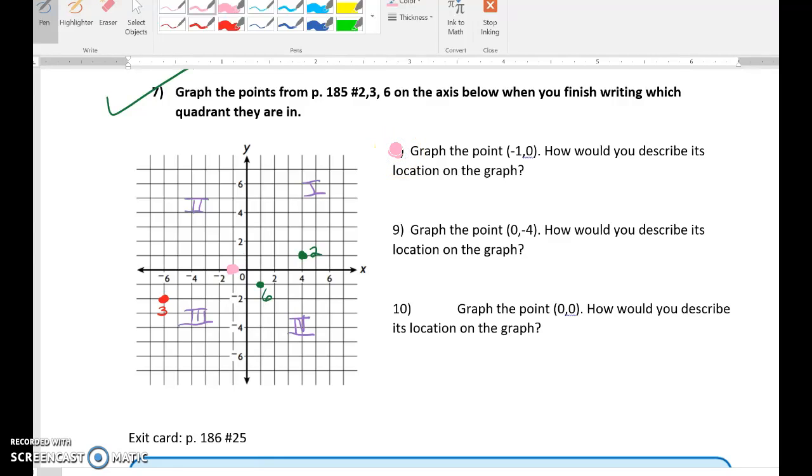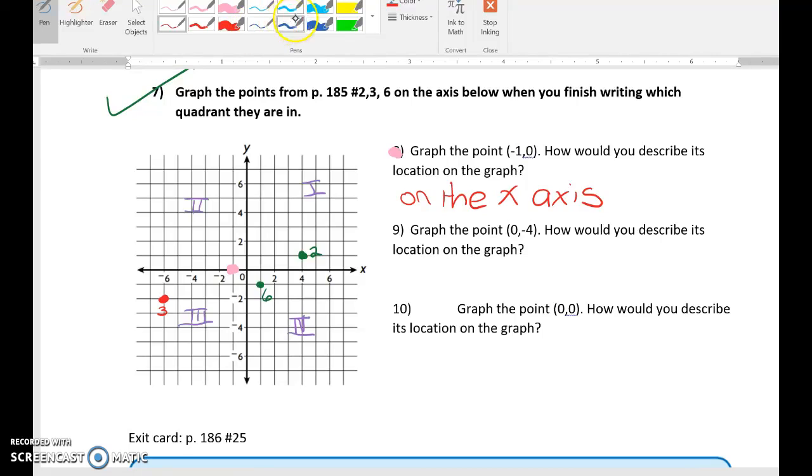How would we describe its location on the graph? Well, it happens to be between quadrant 2 and quadrant 3, but we would call it on the x-axis, right? That's the name of that horizontal line, the x-axis. We might say it's on the x-axis between quadrant 2 and 3, but that's where we would describe it.